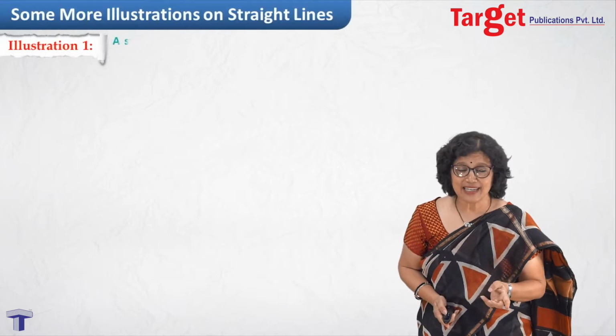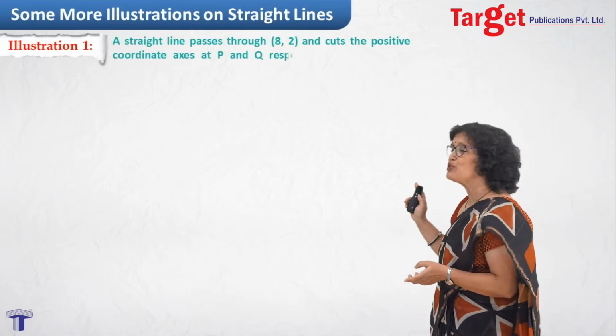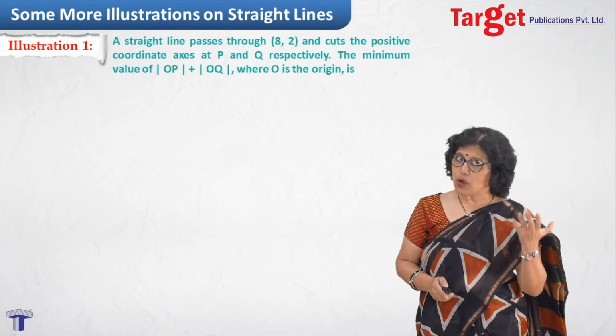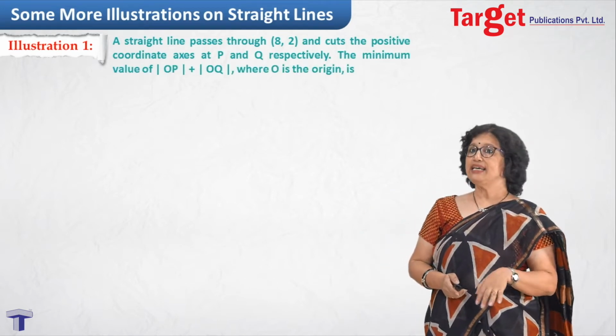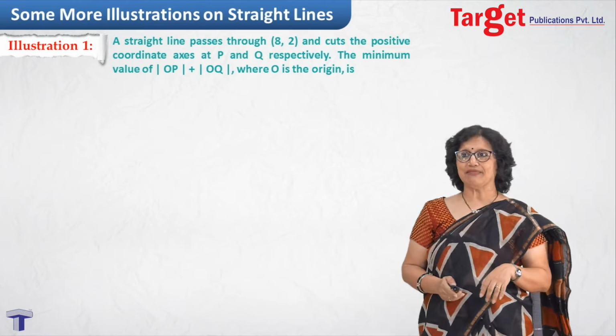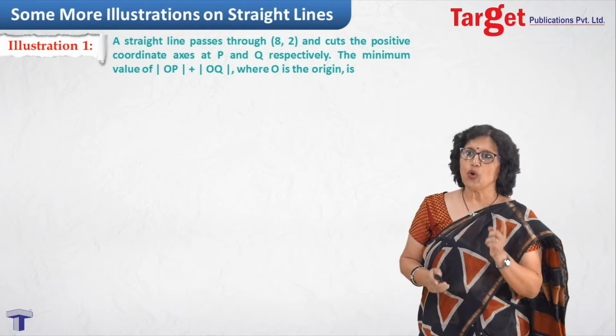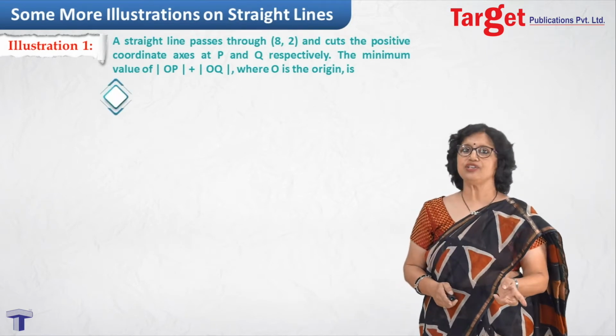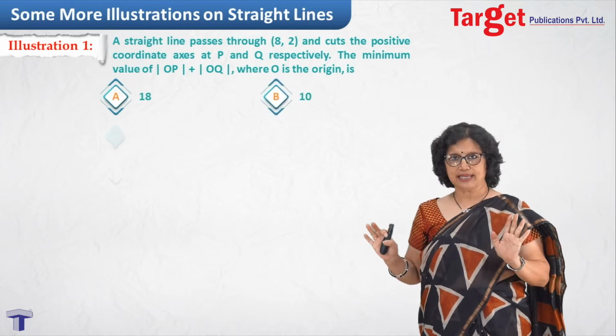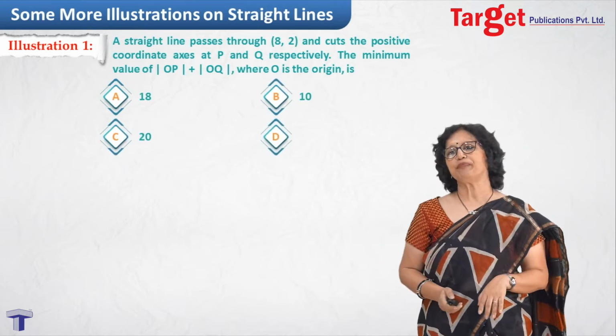My first illustration is: a straight line passes through (8, 2) and cuts the positive coordinate axes at points P and Q respectively. The minimum value of OP plus OQ, where O is the origin, is... and now four options are there. We have to pick up the right option.